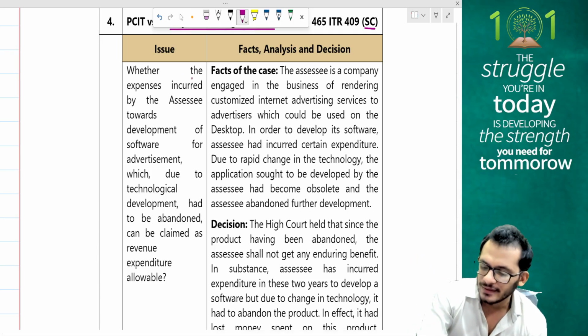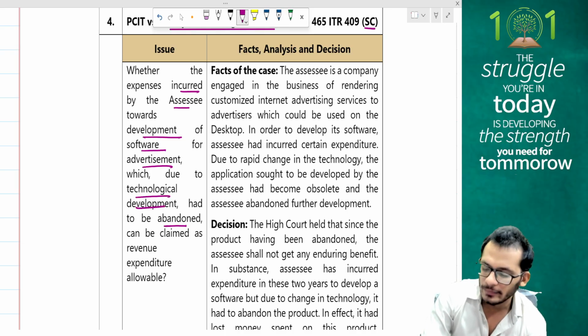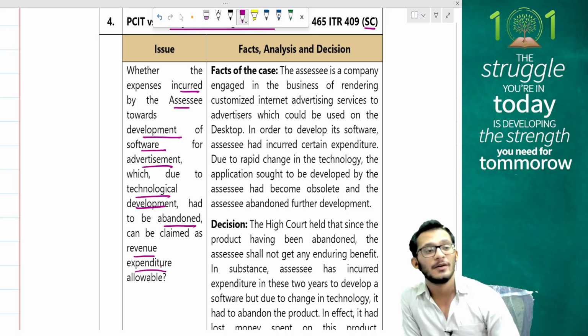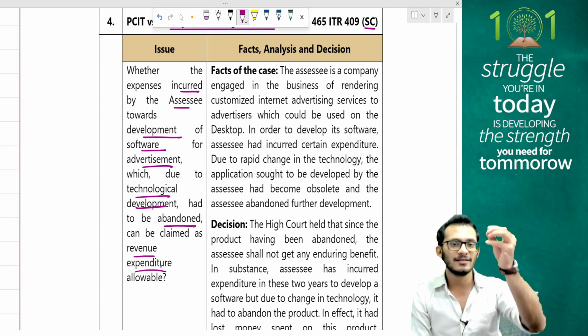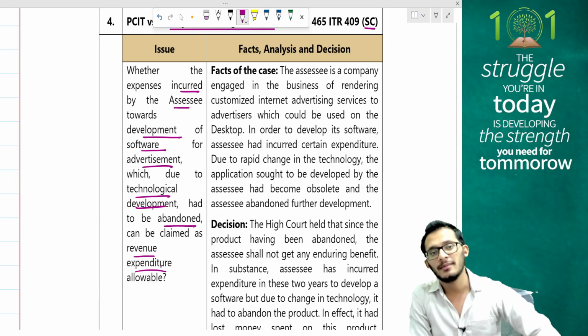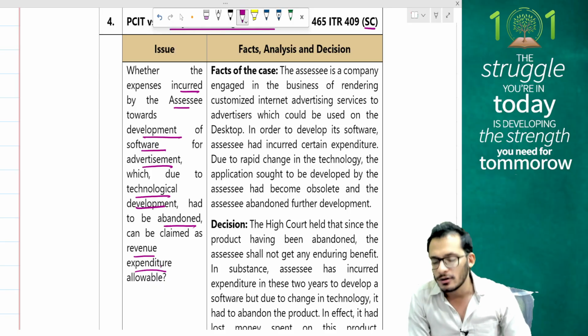Read the question. It says, where the expense incurred by the assessee towards development of a software for advertisement, which is due to technological development had to be abandoned, can it be claimed as a revenue expenditure? So I was trying to develop a software, but the software did not go through because of technological obsolescence, and therefore I've decided to treat it as revenue expenditure. The officer wants to treat it as capital expenditure and would say there is no asset creation, therefore permanent loss for you. Let's see whether the answer is right or not.